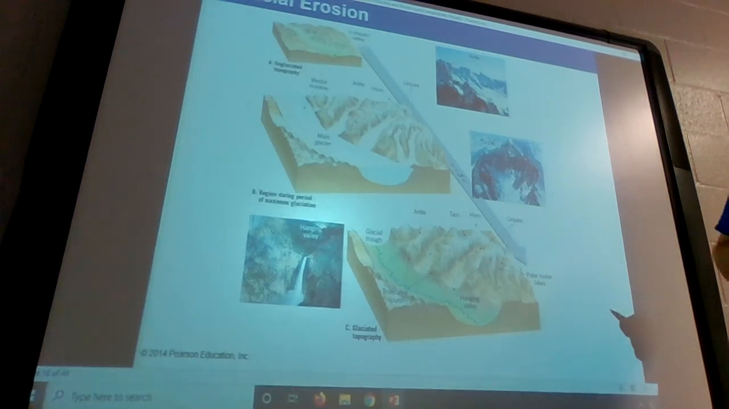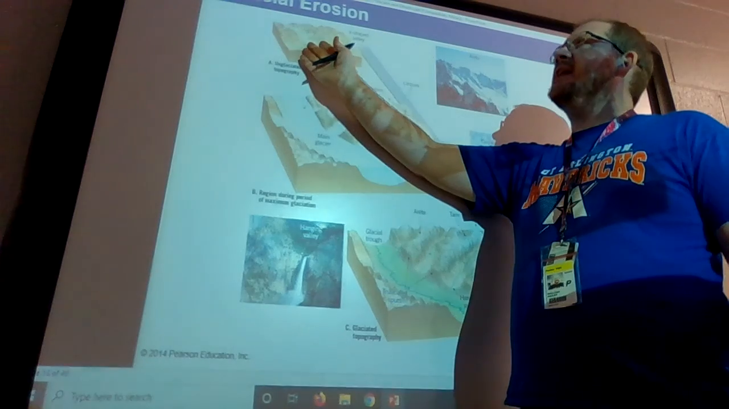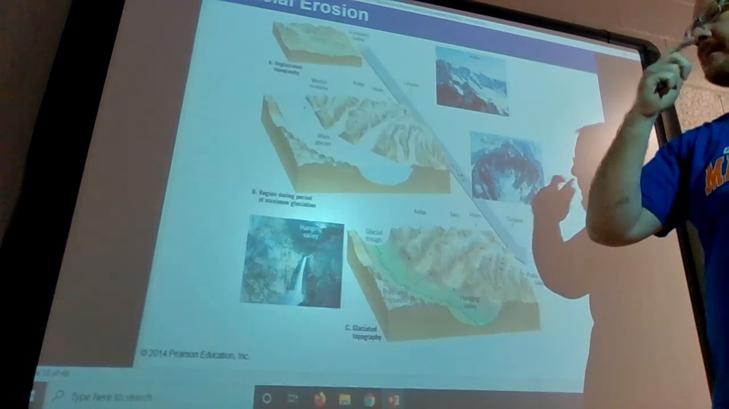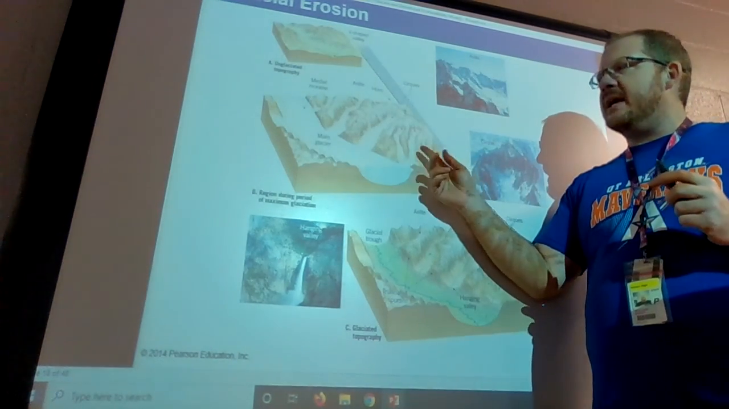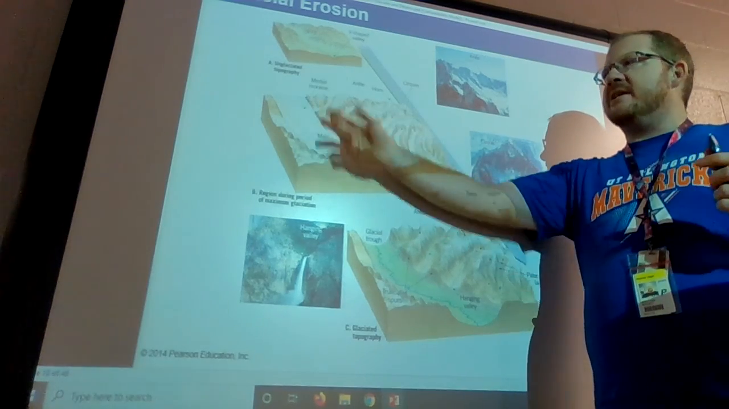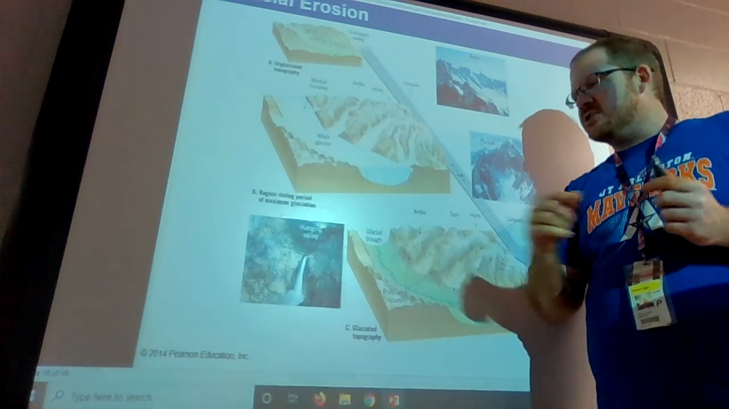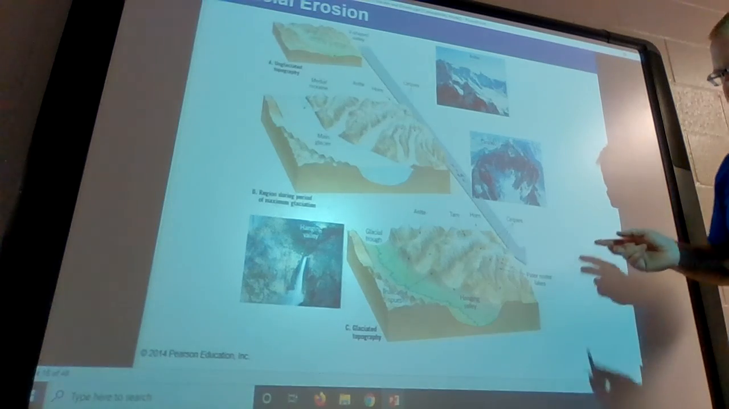So here's some examples of these. This is the pre-glacial landscape. Here's where the glaciers come in. You can see many different glaciers coming down and kind of forming into the main glacier. When they all melt away, you get these features.